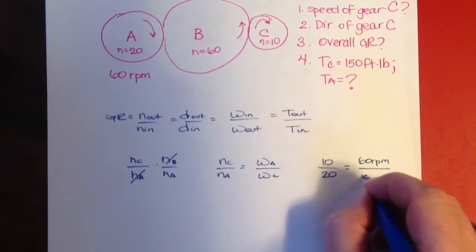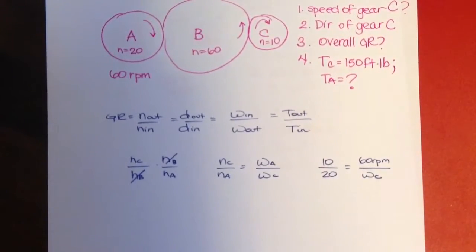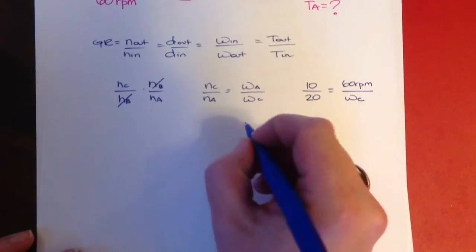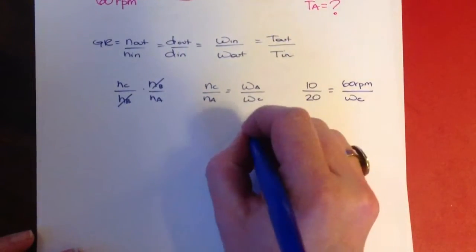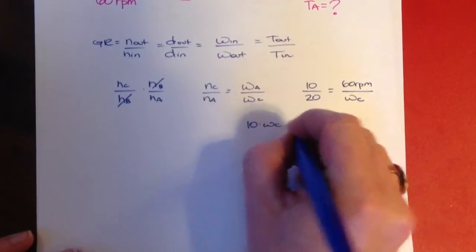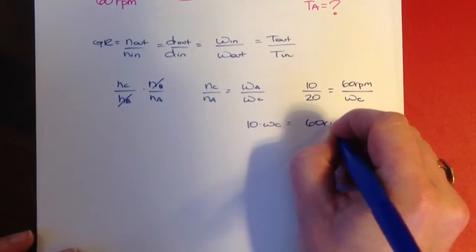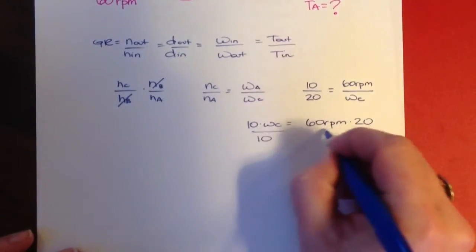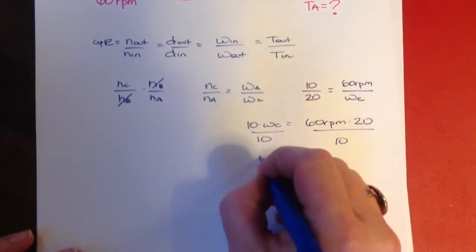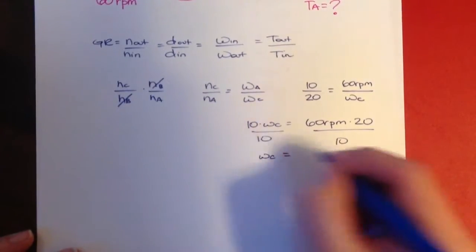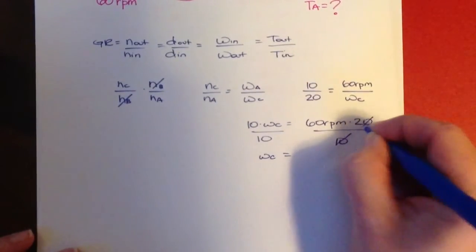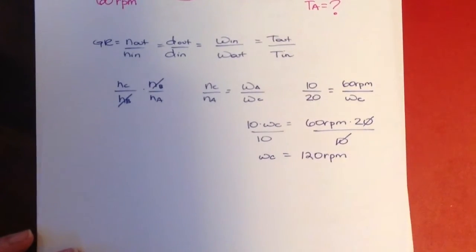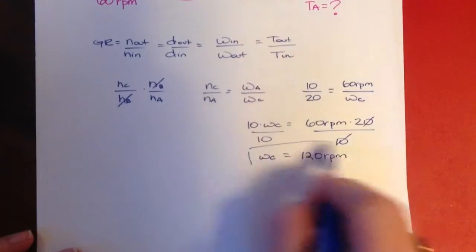over that speed. So now we're going to cross multiply and divide, so we'll get 10 times WC is equal to 60 RPM times 20. Divide both sides by 10, and we're going to get that WC turns out to be 120 RPM. Alright, so that's number one.